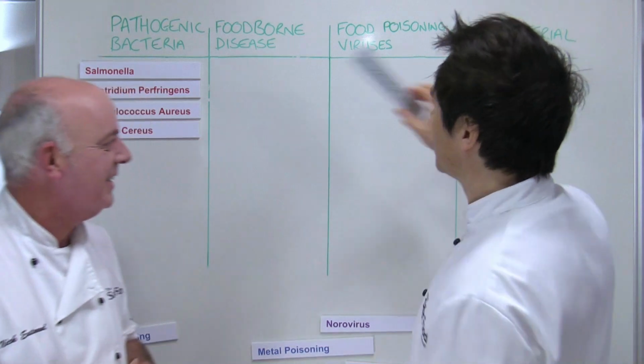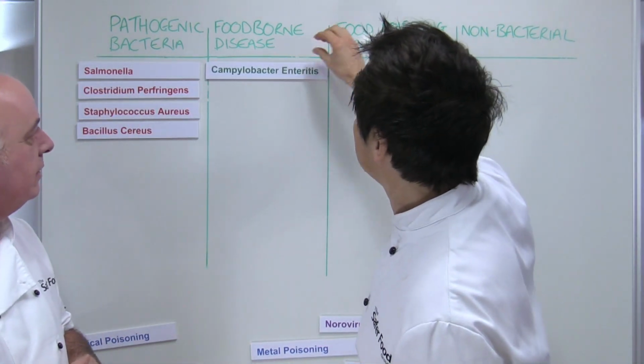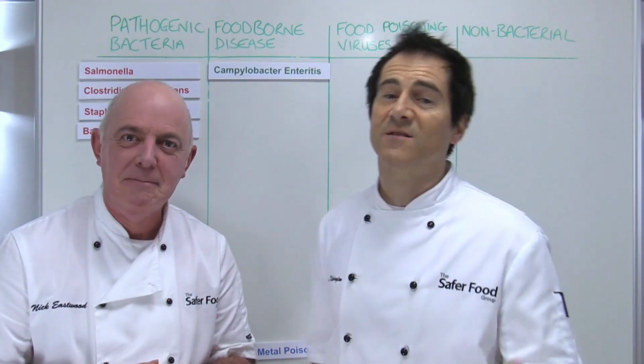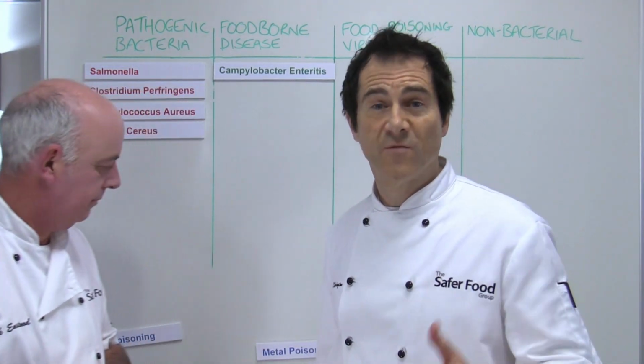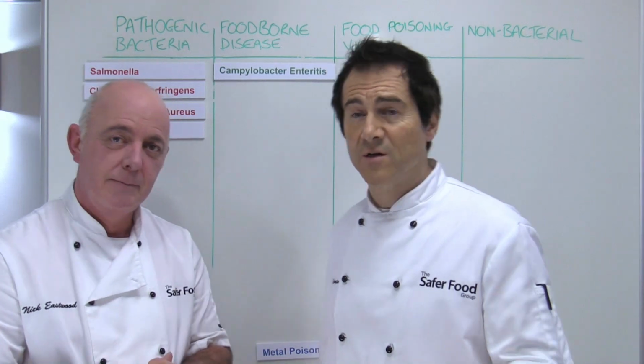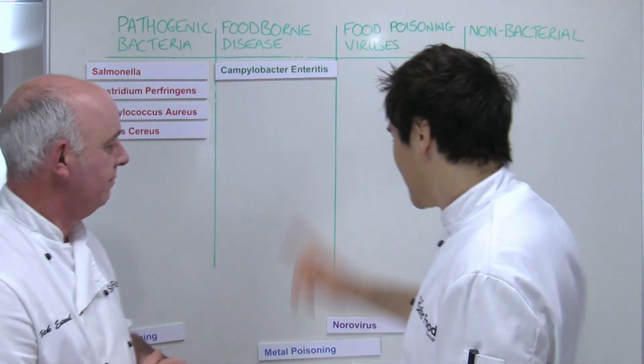Go on then, your turn. Here's a few for you. Number 1, I'm going to go with this one here first. Campylobacter enteritis, found on about 70% of chicken in supermarkets. You'll be ill for about 6 weeks. You'll never stop going to the toilet. Foodborne disease.